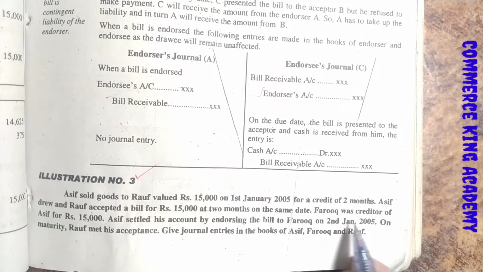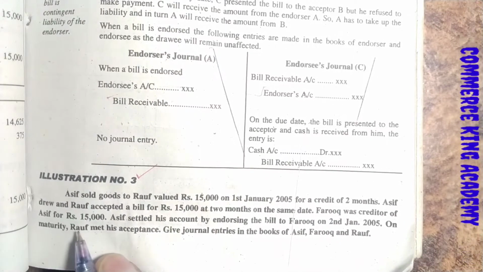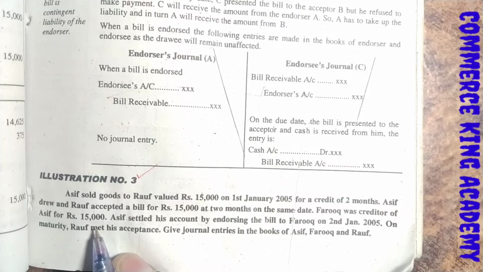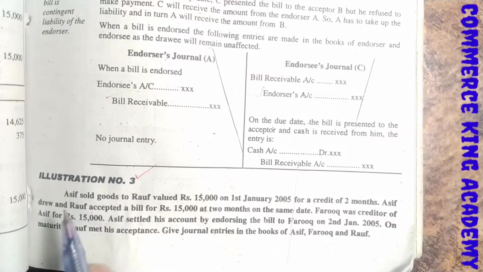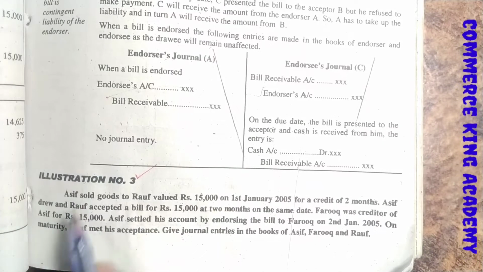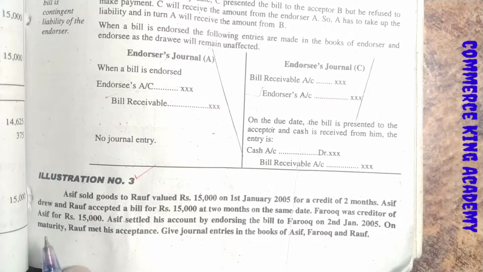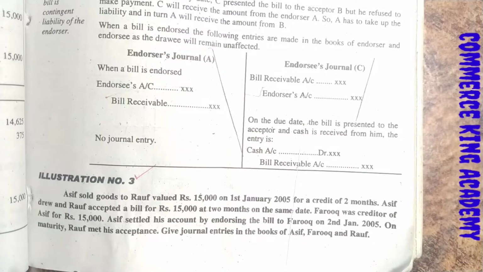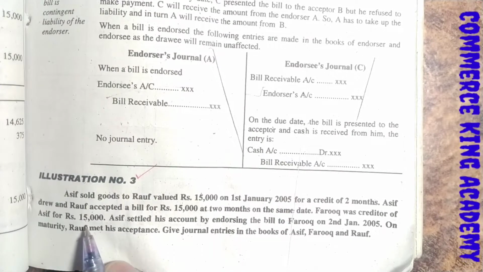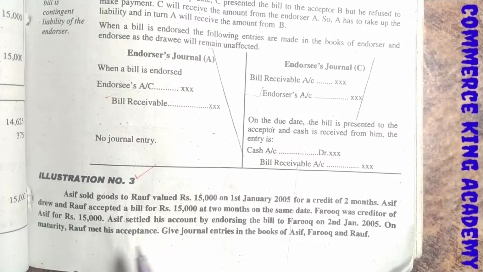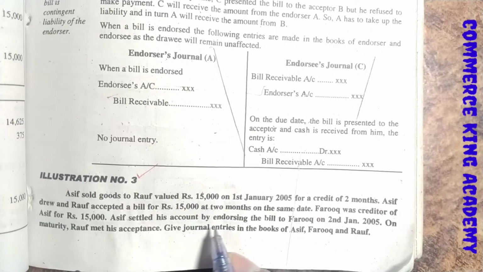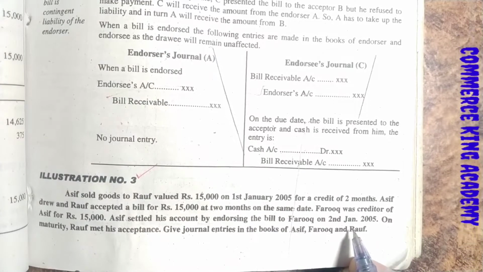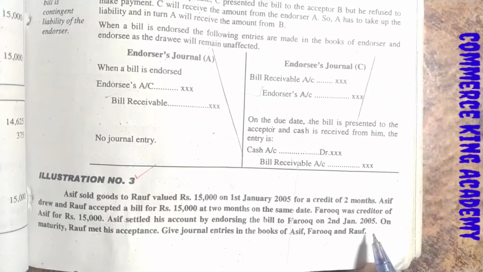Mr. Farooq was a creditor of Asif for 15,000 rupees. Understand? Mr. Asif, who is the drawer of the bill of exchange, already owes another party, Mr. Farooq, the same amount of 15,000 rupees. Clear? So Asif settled his account by endorsing the bill to Farooq on 2nd January 2005.